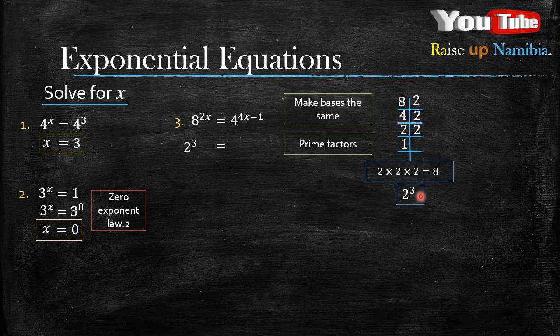Okay? Now we use the 2 raised to the power 3 to replace 8. Not to replace 2x, but to replace only 8. Now to accommodate the 2x, we'll have to introduce brackets. Okay? So we put the 2x as an exponent outside of the brackets. Okay? So now let's change the base of 4.